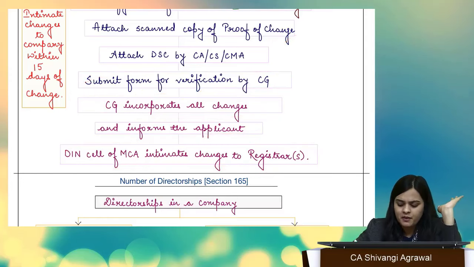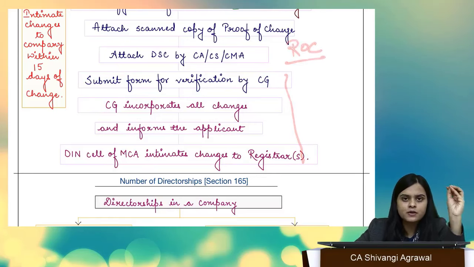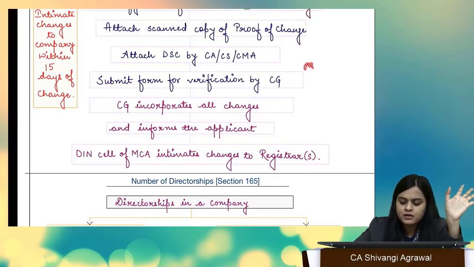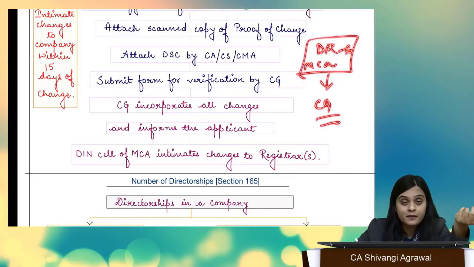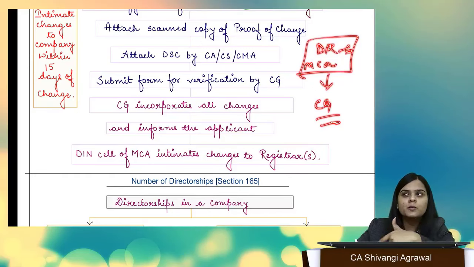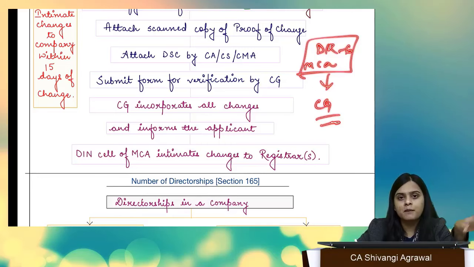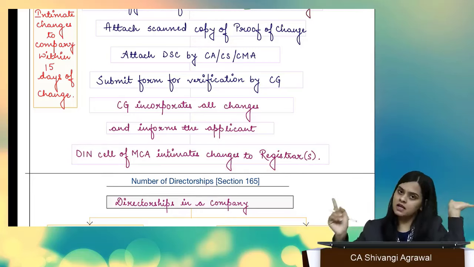The central government incorporates all the changes and informs the ROC also. Ma'am, why is this happening? Why don't we directly file the form to the ROC? See, you are doing an online filing only. You are filing this DIR 6 also on the MCA website, but it goes to the central government and not to the ROC. Why? Supposedly, I am a director in companies in Kolkata, Mumbai, Delhi and Karnataka. So I am a director of 4 companies in 4 different states. To which ROC will it go? So the DIN cell intimates it to the concerned ROCs. Fine, ma'am.